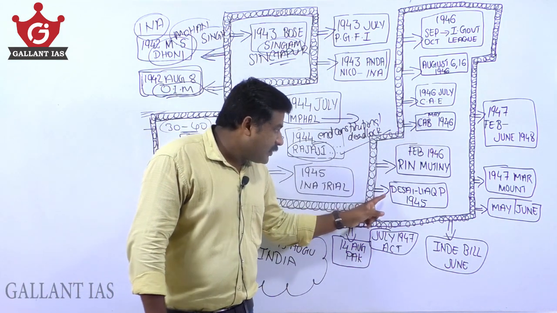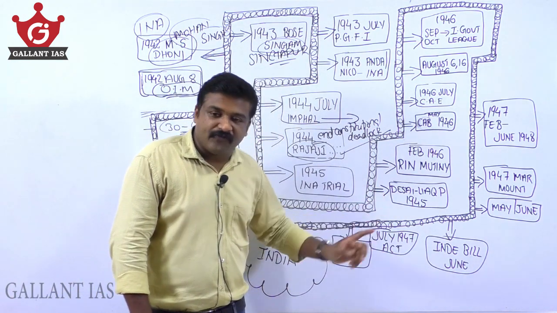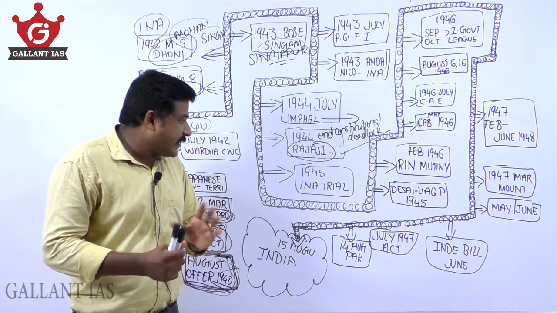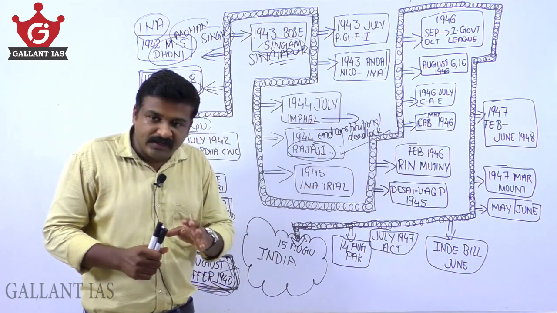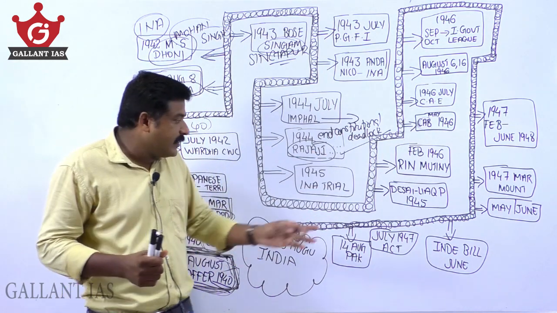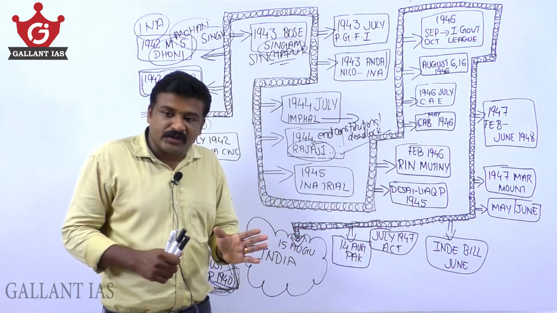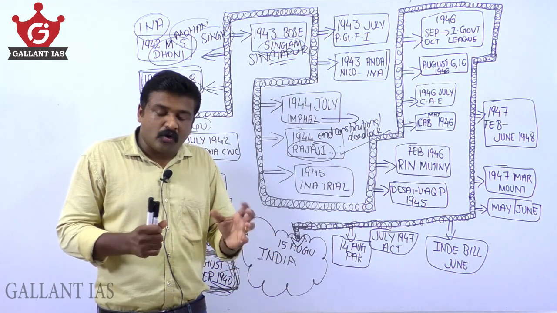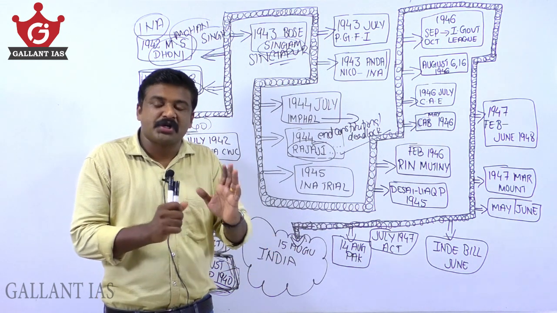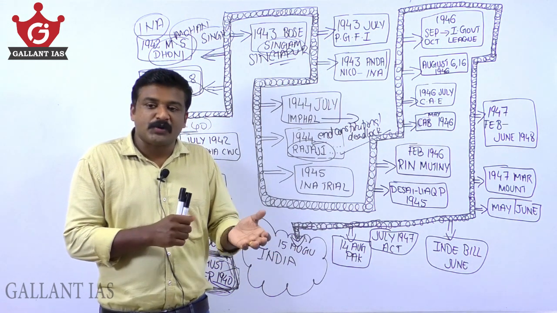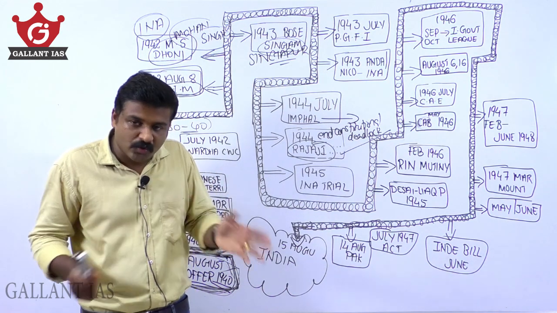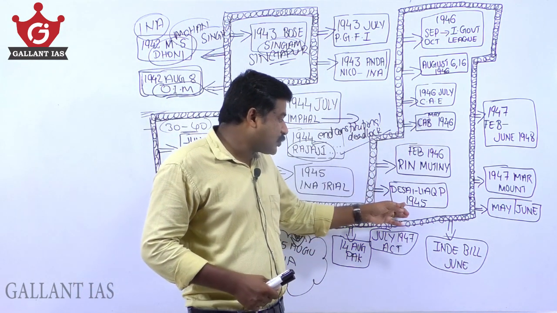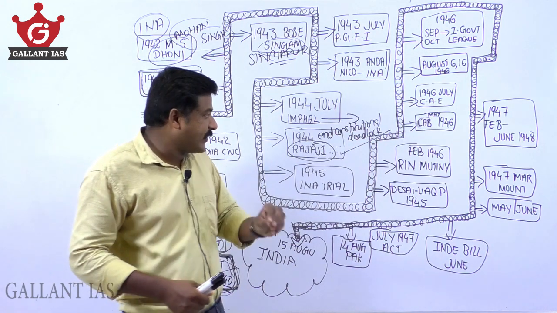Then it is the Desai-Liaquat Pact, 1945. Again there is an attempt, after the Rajaji Formula and the failure of the Gandhi-Jinnah talks. The Desai-Liaquat Pact is to compromise between Congress and the League for establishing an interim government with equal participation from League and Congress, but it was also a failure.